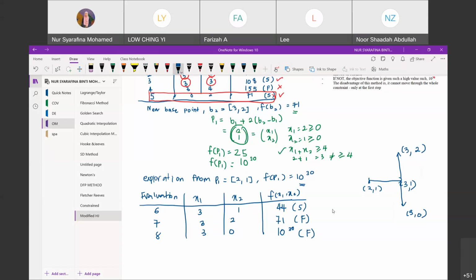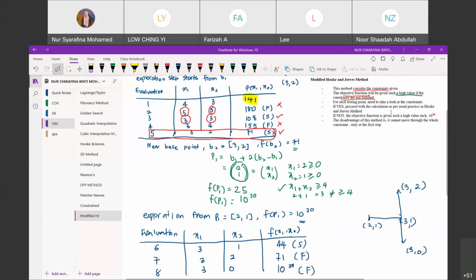Okay, all clear? So this is how the modified Hooke and Jeeves works. Why is the value 10 to the power of 30, how do we get it? That one is just an assumption. We are going to substitute such a high value for the objective function. So let's standardize it as 10 to the power of 30. This value is arbitrary actually, but for standardization purposes, we use 10 to the power of 30 here.